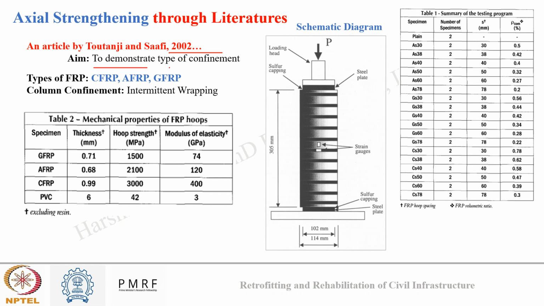They talked about different types of confinement, where they varied the type of FRP: CFRP, AFRP and JFRP. They used column confinement as intermediate wrapping as shown in the figure. So there is a wrap, then there is a gap, then a wrap, gap, wrap, gap. This type of wrapping they opted for. They used three types of FRP, JFRP, AFRP and CFRP, and they also varied the spacing between the wraps.